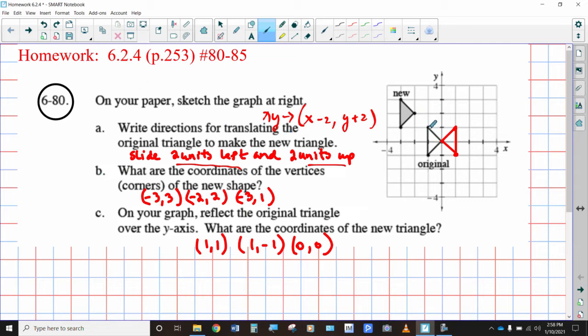So think of it this way. Here's the line of reflection. Every point, however many units it takes to get there, goes across. So this point right there is at 1, 1. That's at 1, negative 1. And this is 0, 0.